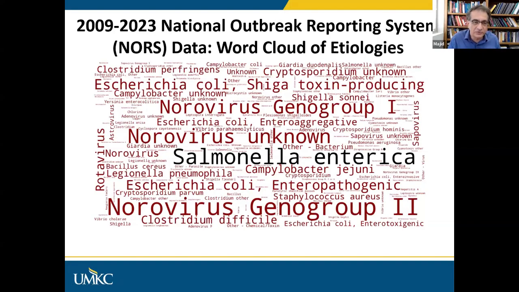So we can take a look at the CDC NORS data. This is 2009 to 2023, and the last 2 years of data are not available. You can see a word cloud of etiologies, and you can clearly see that E. coli and Salmonella are the words appearing bigger, and probably after norovirus, they are the biggest. And why are we looking at 2009 to 2023? Why not prior to that?